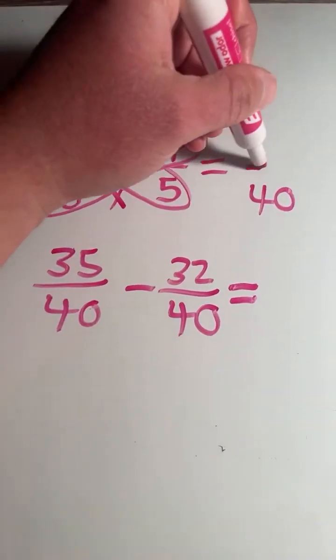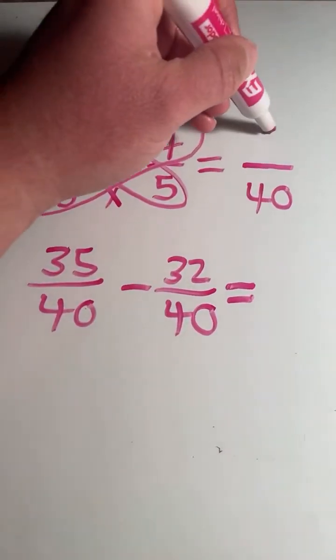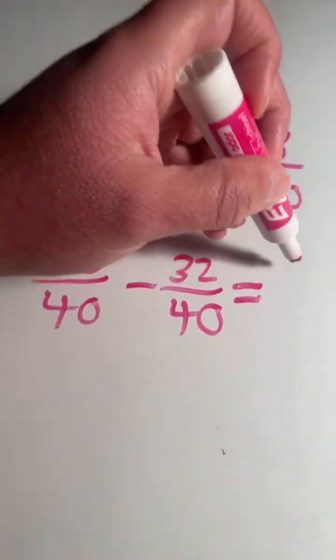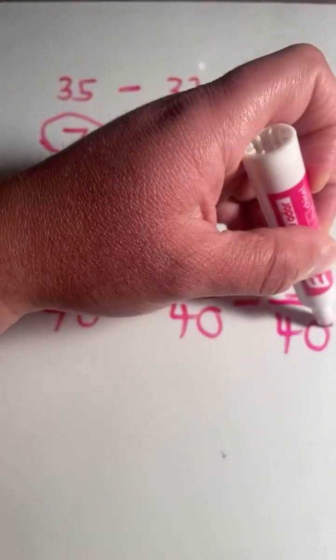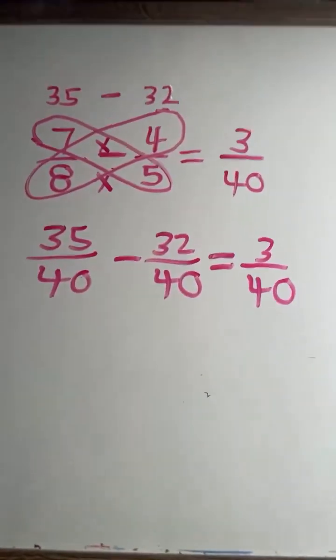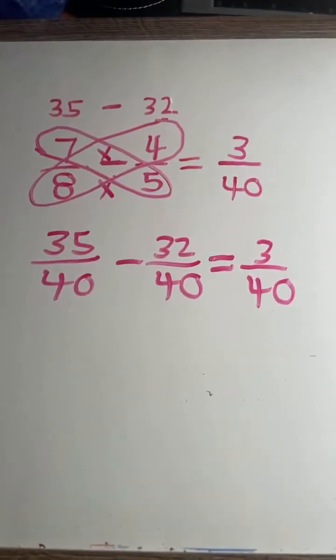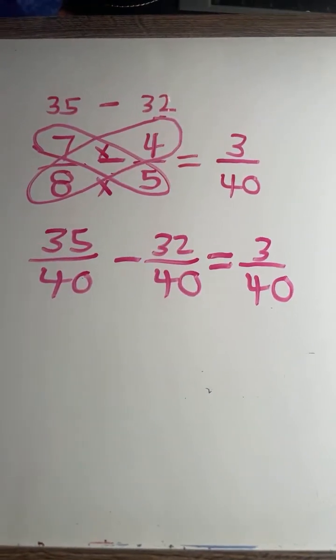35 minus 32 equals 3. So we have our answer, 7/8 minus 4/5 equals 3/40.